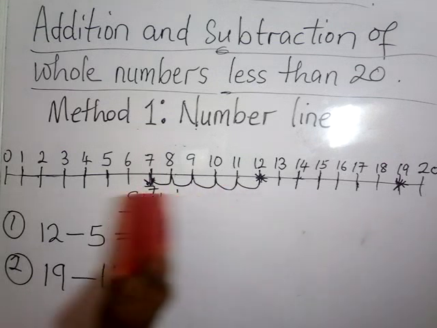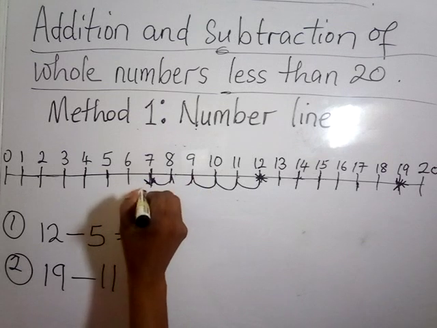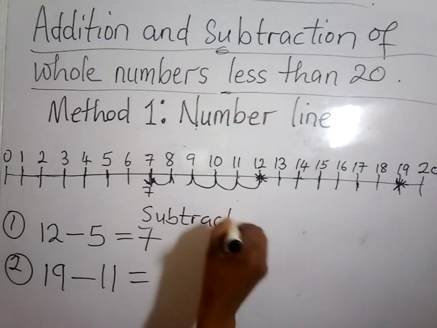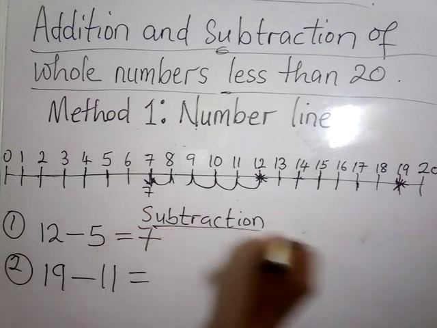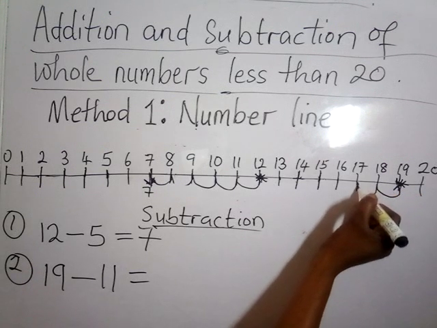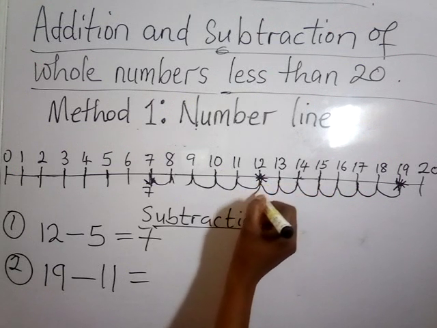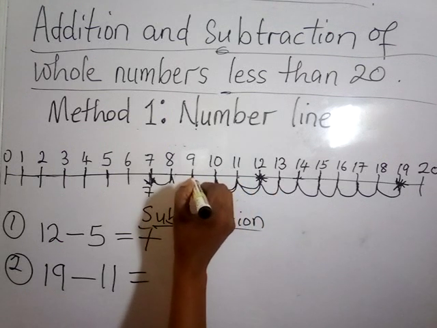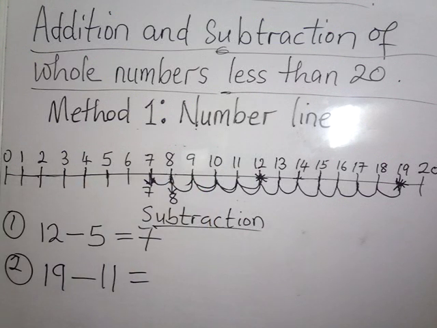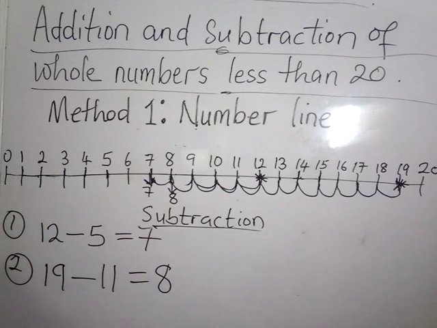Okay, sorry, let me just take this out of here so that the work will be clear. Okay, so here is 7. So I can still write my subtraction here. Okay, yeah, we're good. All right, so let's go. 19 minus 11, so let's go. 1, 2, 3, 4, 5, 6, 7, 8, 9, 10, 11. 11 points lands us at 8. So that means 19 take away 11 gives us 8.